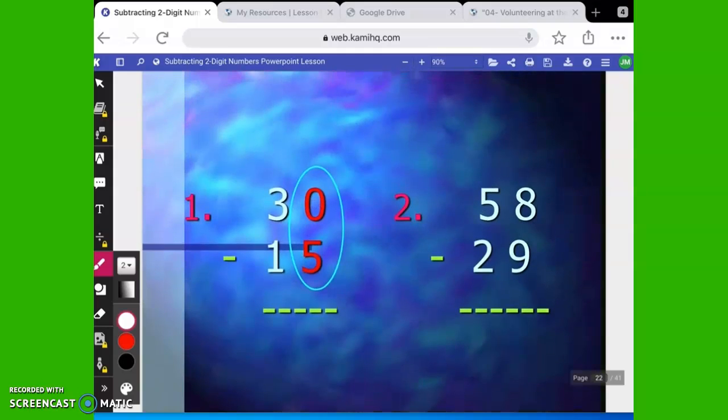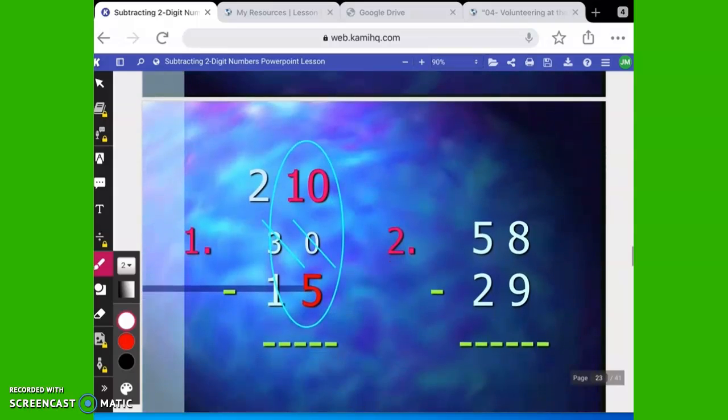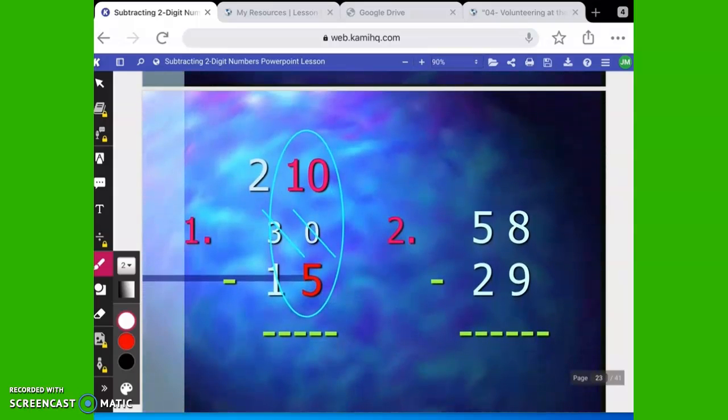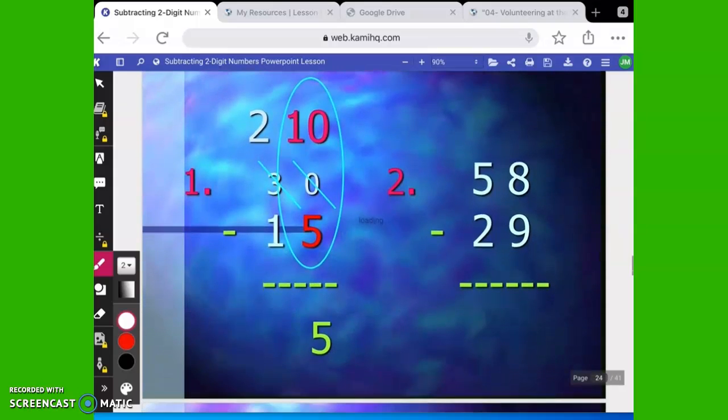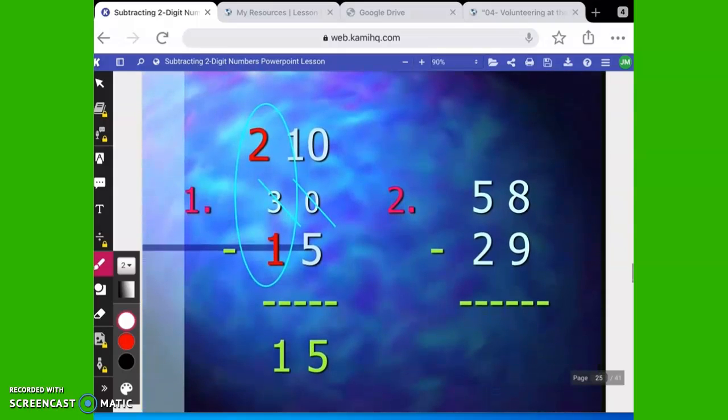Okay, so at this point you should have already got your answers. Let's look at number 1. The 0 is smaller than 5, so we know that we have to borrow. We have to go next door to the 3 and borrow 1 and give it to the 0. So that takes the 3 to a 2, and that makes the 0 a 10. So we can say 10 minus 5 is 5, and 2 minus 1 is 1. So the answer for number 1 is 15.